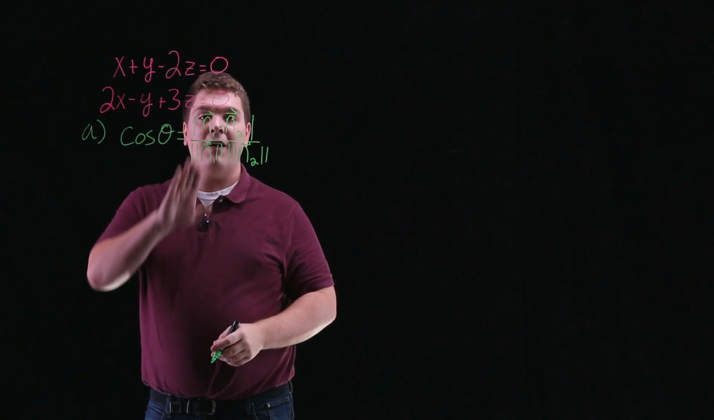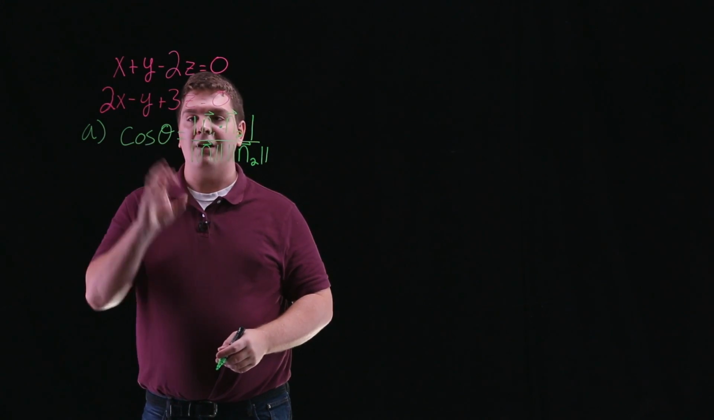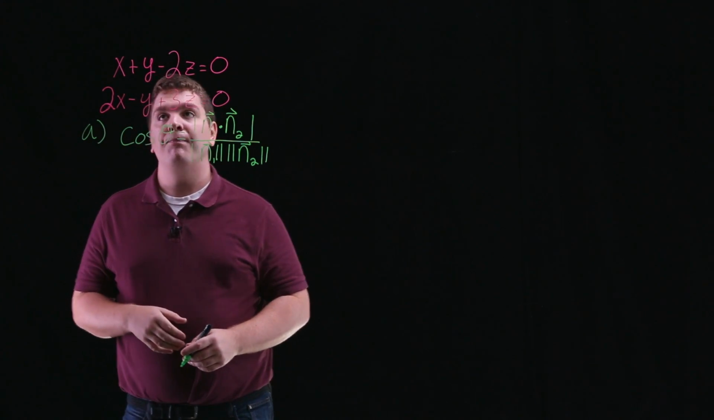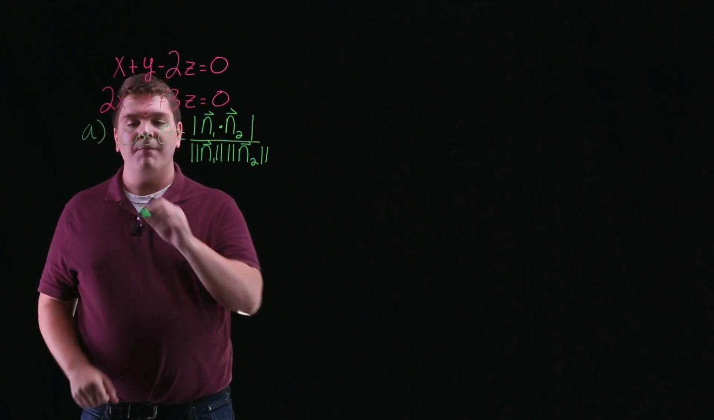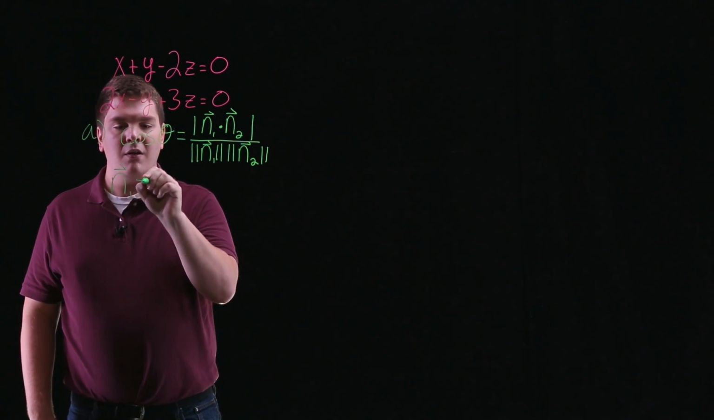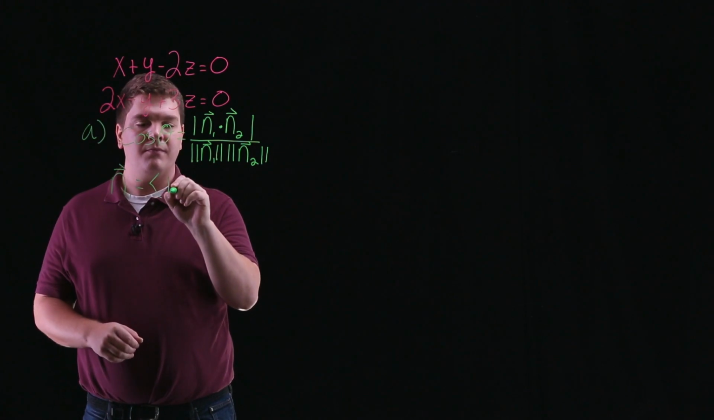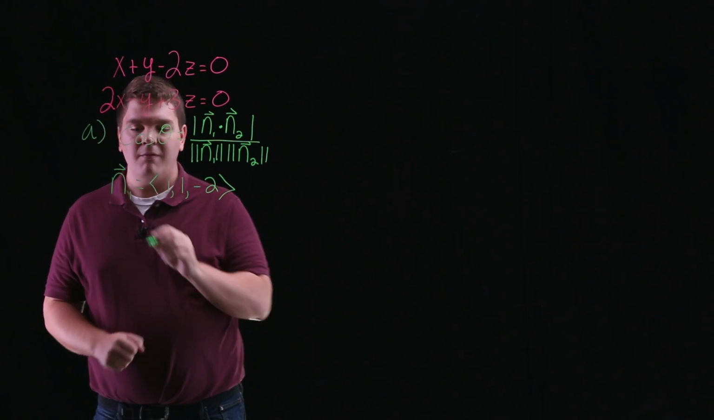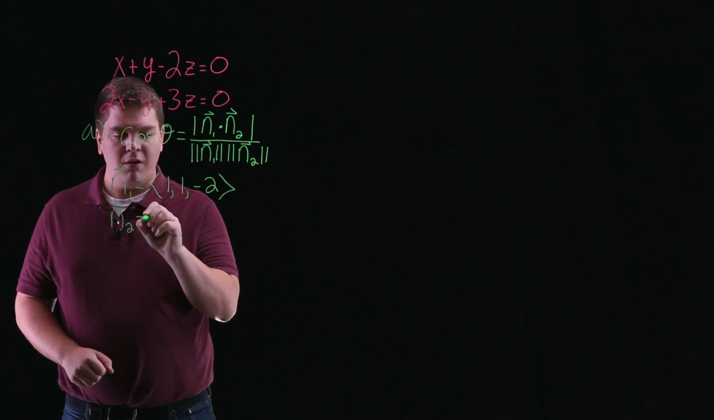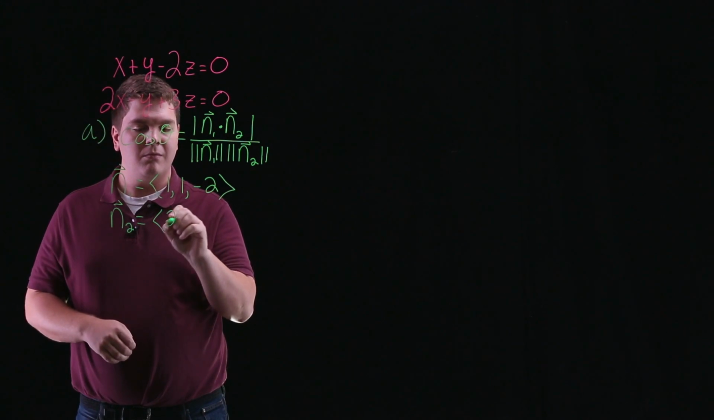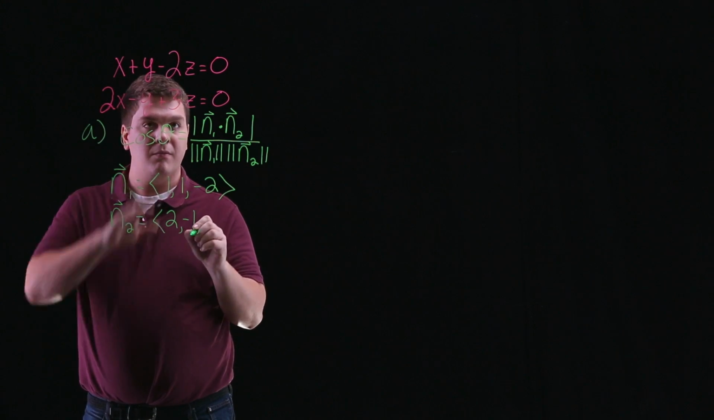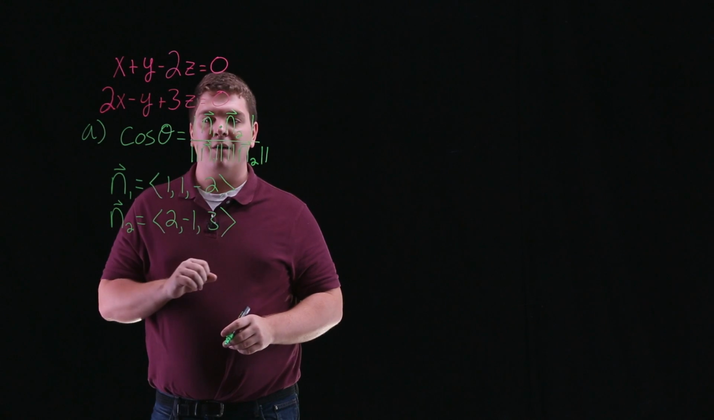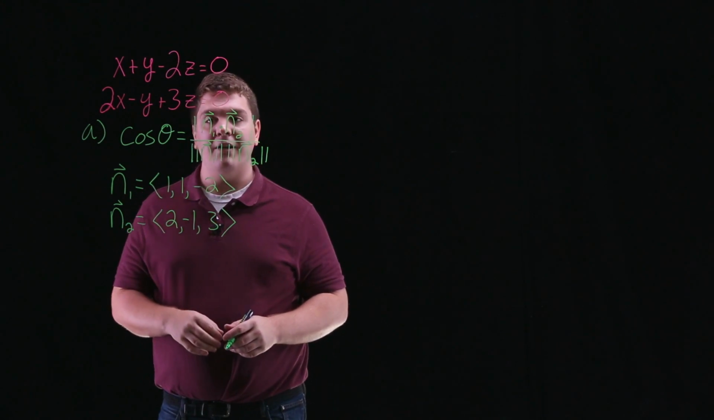So let's actually find our n1 and n2 before we get started trying to find this angle. We can look at each of our planes, and we see that they're already in the general form. So just by looking at our first plane, we can write n1 is equal to the vector 1, 1, negative 2. And looking at our second plane, our vector n2 is equal to 2, negative 1, 3. So now we can find this dot product, and we can find the magnitude of n1 and the magnitude of n2.